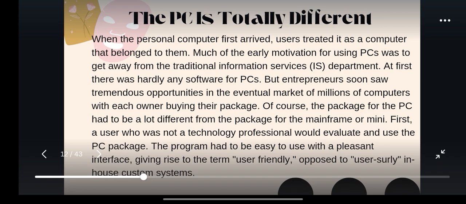Of course, the package for the PC had to be a lot different from the package for the mainframe or mini. First, a user who was not a technology professional would evaluate and use the PC package. The program had to be easy to use with a pleasant interface, giving rise to the term user-friendly, as opposed to user-surly in-house custom systems.